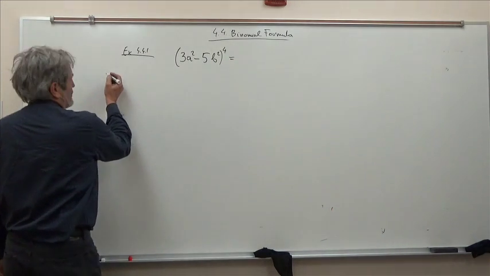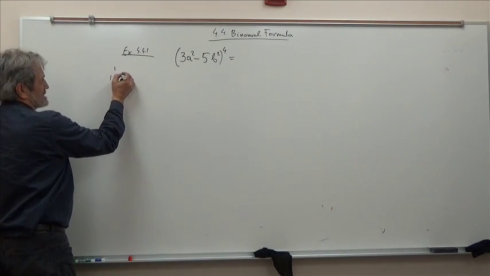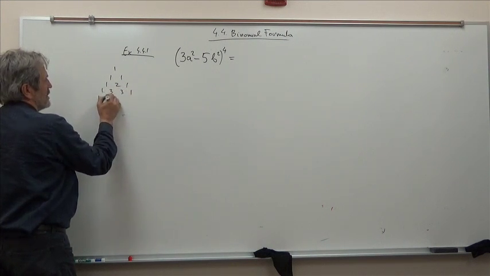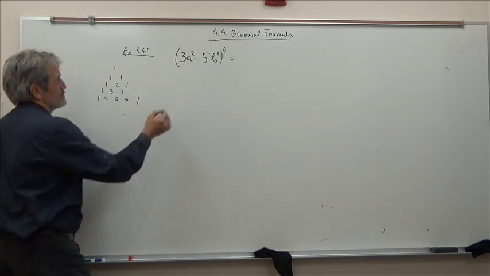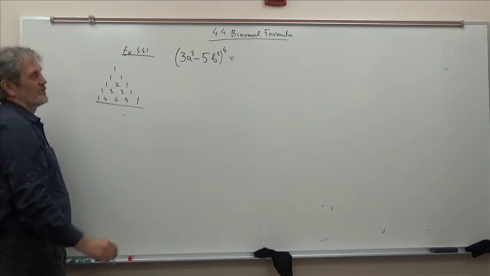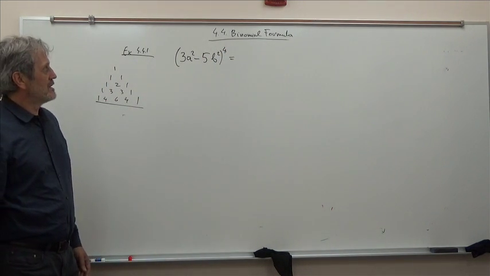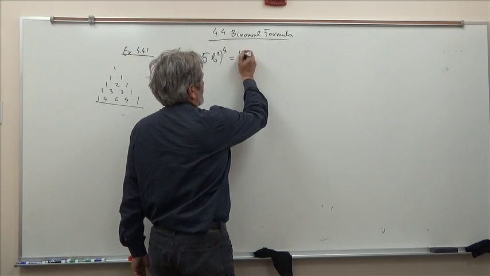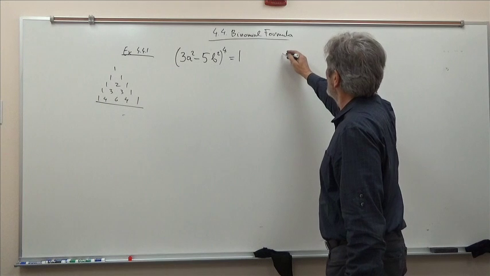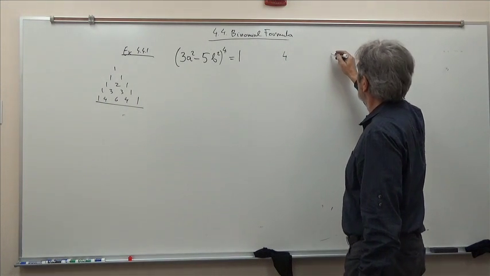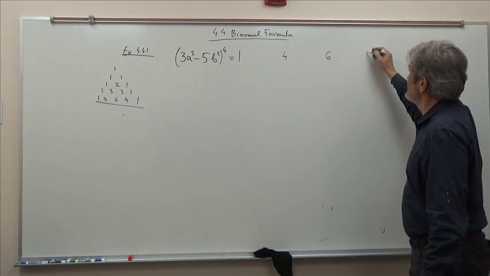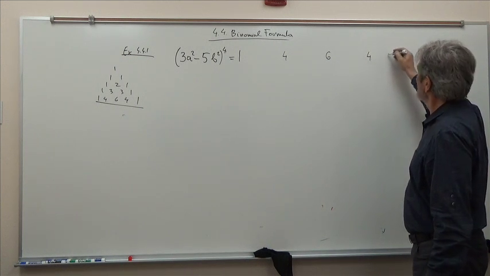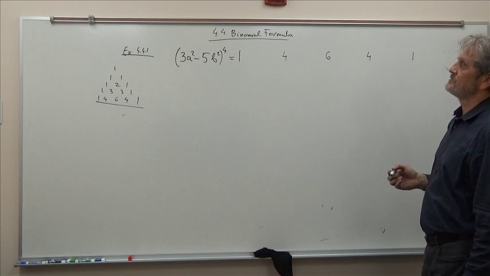So first, let me see the coefficients. You remember Pascal's triangle: 1; 1, 1; 1, 2, 1; 1, 3, 3, 1; 1, 4, 6, 4, 1. Since I'm working with the 4th power, these are the coefficients that I need. So let me write the coefficients, maybe 1, 4. This is always risky if you are not sure you have enough space in between, but let's hope that we do.